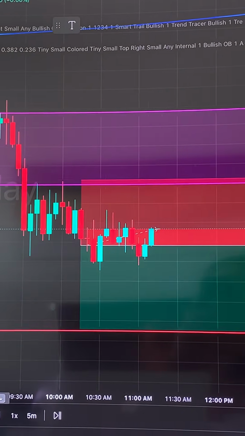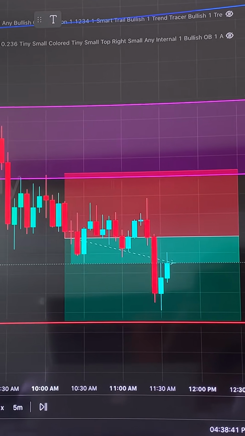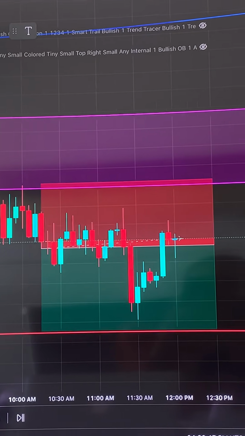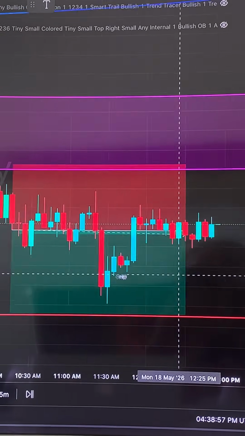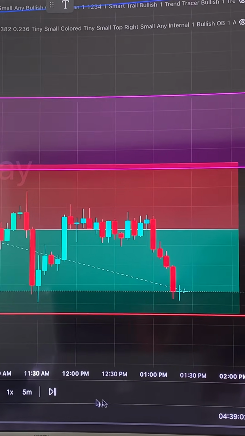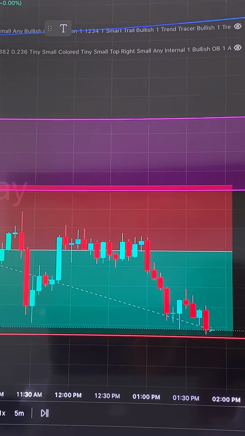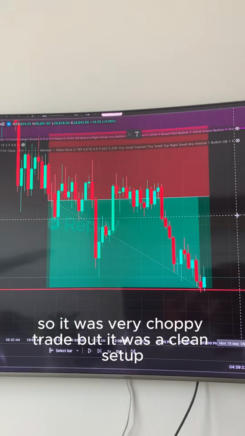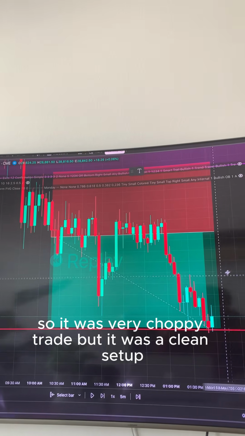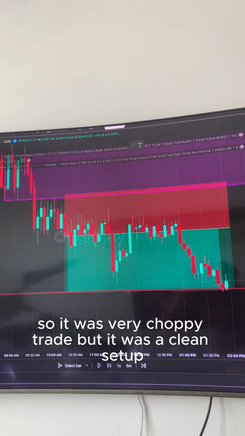Still stalling. Almost hit the TP, not quite. It's pretty choppy. Move this over. Here we go. We just hit the TP right here. It was a very choppy trade, but it was a clean setup.